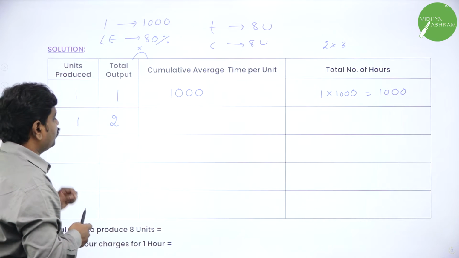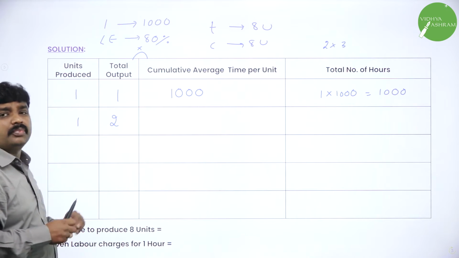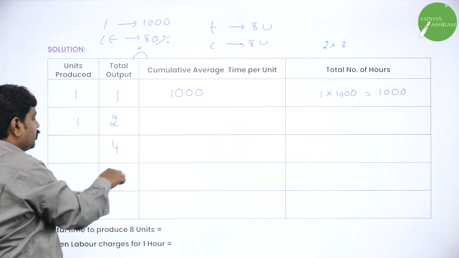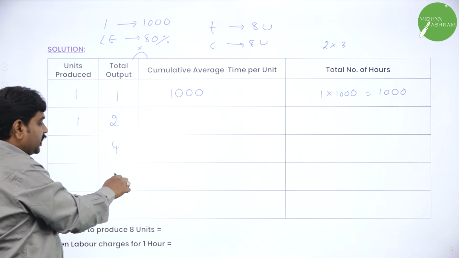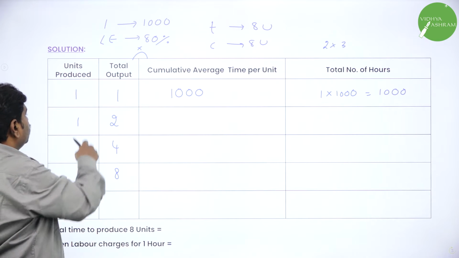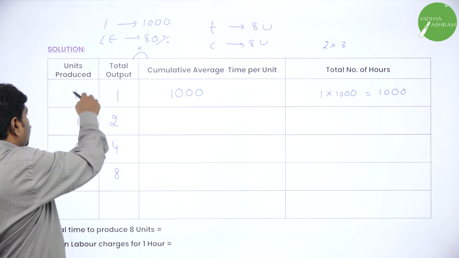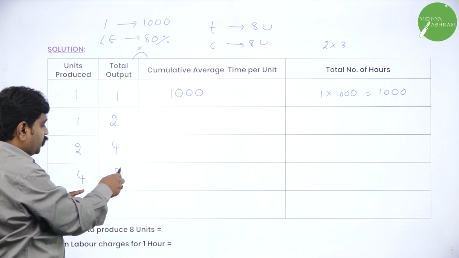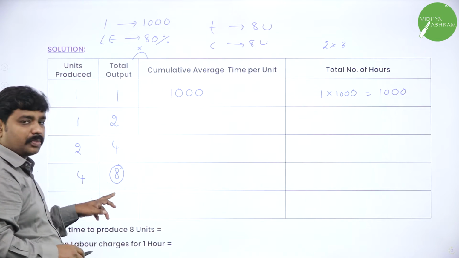So 2 units, and one more simple technique I'll tell you. Go on doubling this: 1, 2 units, then it will become 4 units, then it will become 8 units, stop. Here 1 plus 1 is 2. Add all: 1 plus 1 is 2, 2 plus 2 is 4. Stop it because my output required is 8 units, so stop it here.